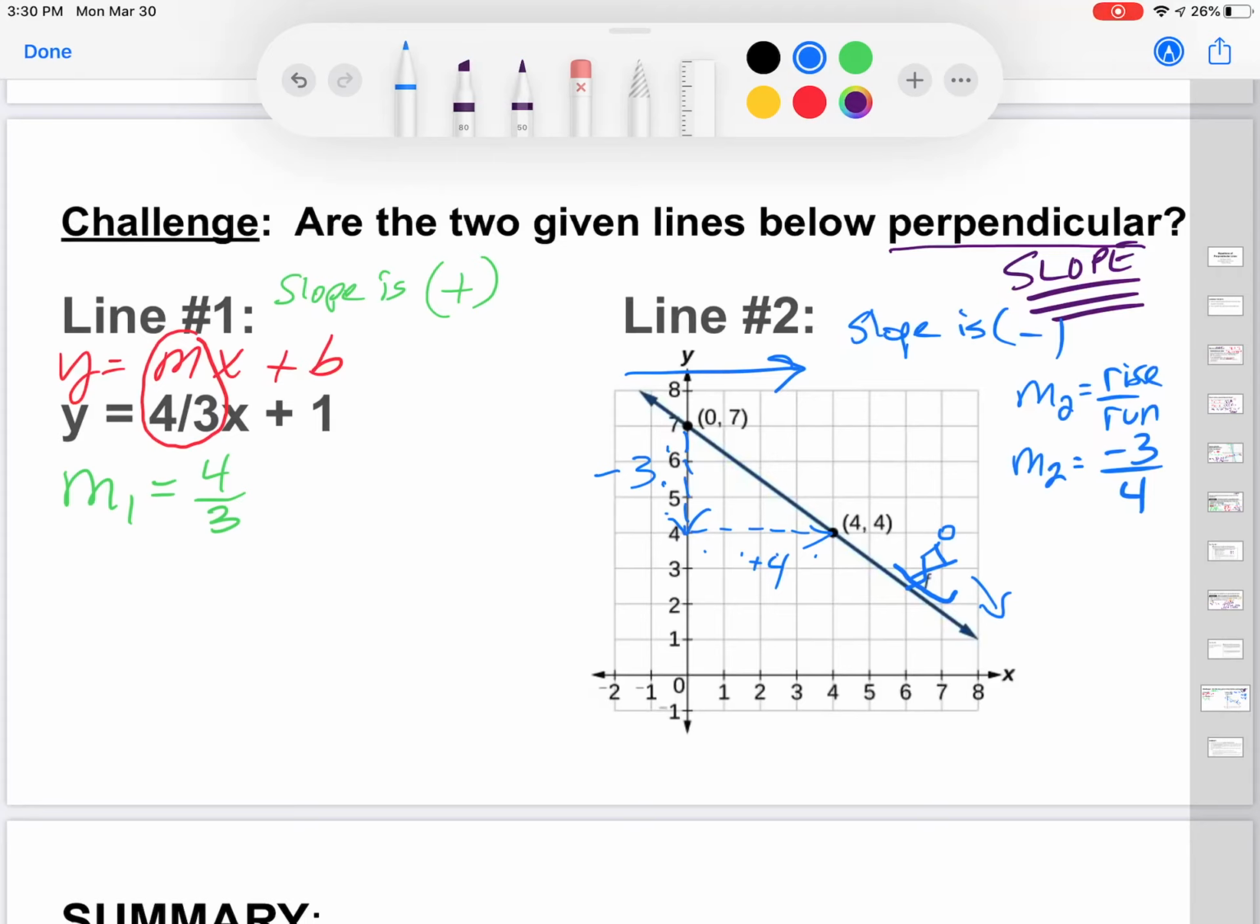Now, before we finish the problem, I do want to point out that I could have used my slope definition, m equals y2 minus y1 divided by x2 minus x1. If I did that here, my slope would have been 7 minus 4, your difference of y values, and then 0 minus 4. So I would have had 3 over negative 4, which is negative 3/4. So you can calculate slope if you have 2 coordinates on the line.